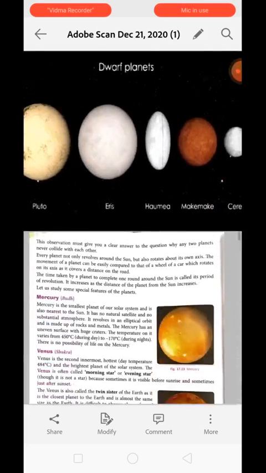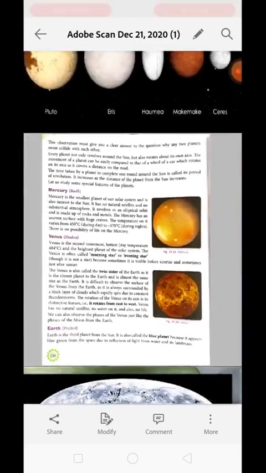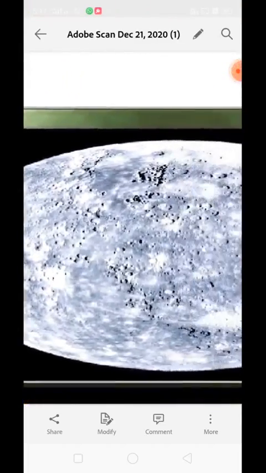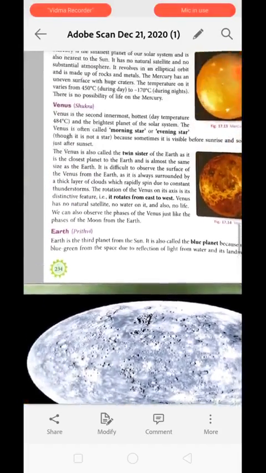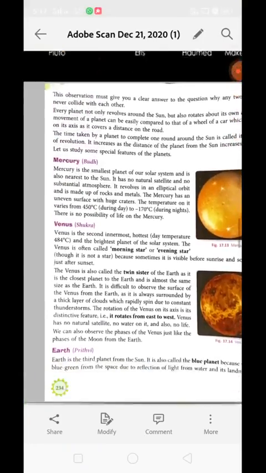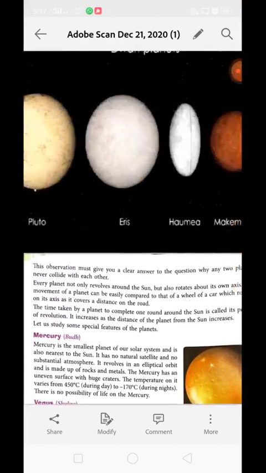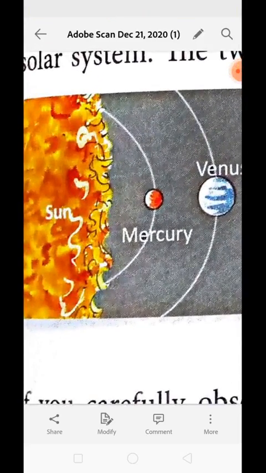Understood? Now next is Mercury. You can see this is Mercury. I have a second picture of Mercury. Now let's study about Mercury. Mercury is the smallest planet in our solar system and is also nearest to the sun. Closer to the sun, it is the very first planet of our solar system.